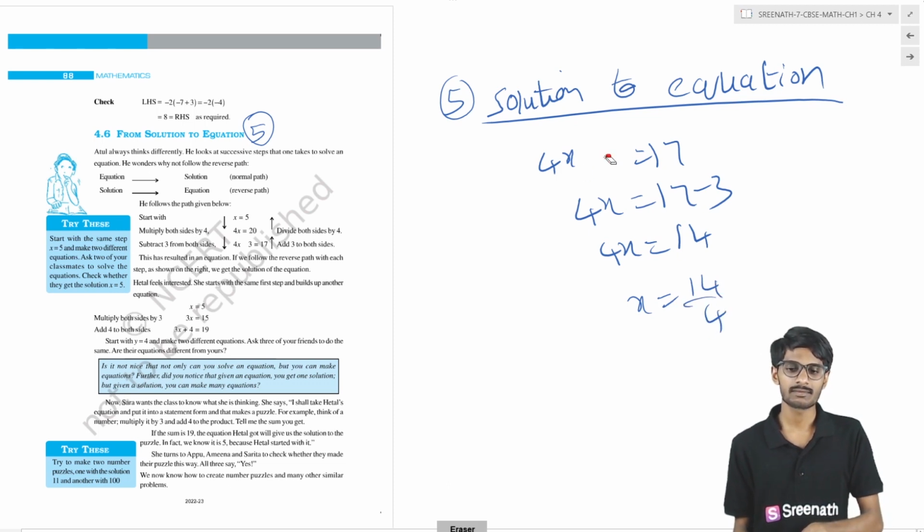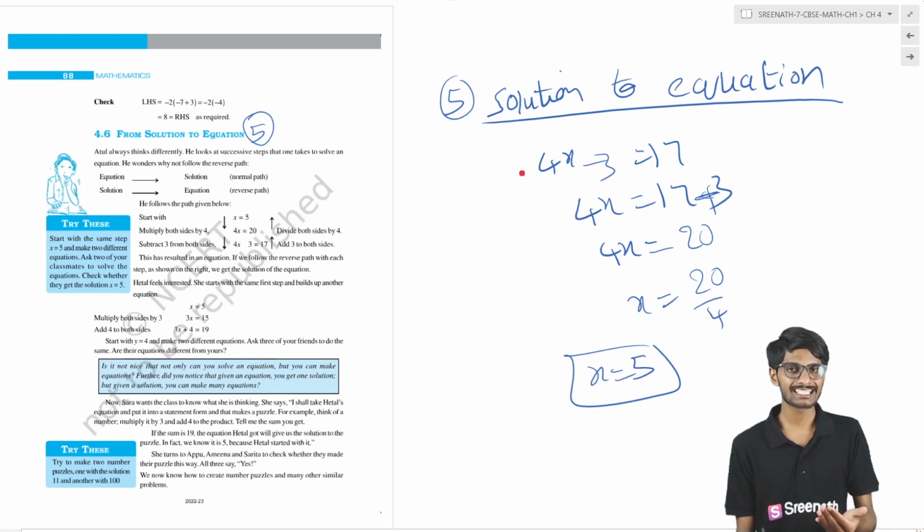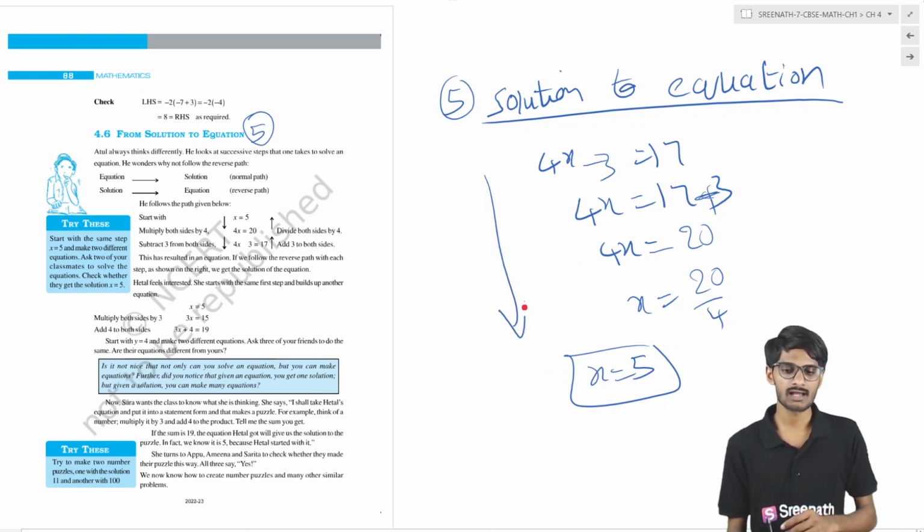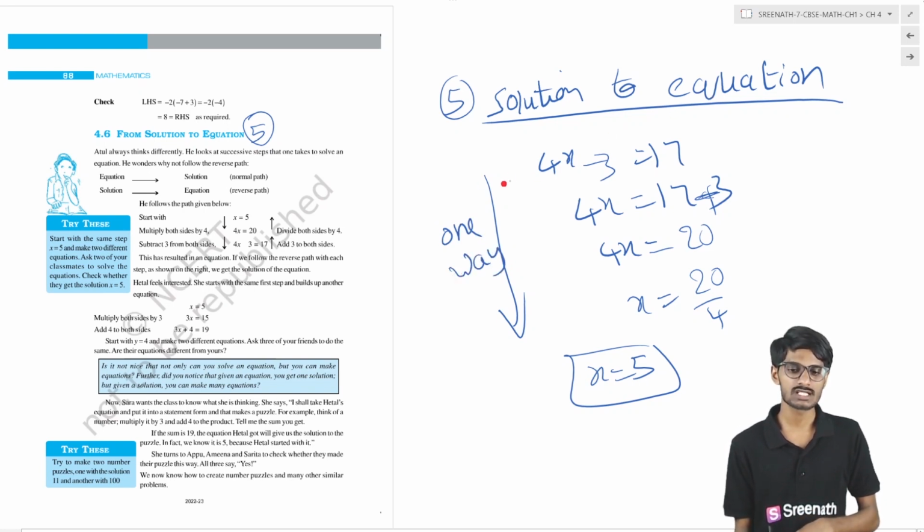Or if you take the minus 3, it will become plus 3, and again it becomes 20, then 20 by 4, so x equal to 5. This is the way we are following. So taking the equation, we are getting the solution. This is the one way we are following, from equation to solution.